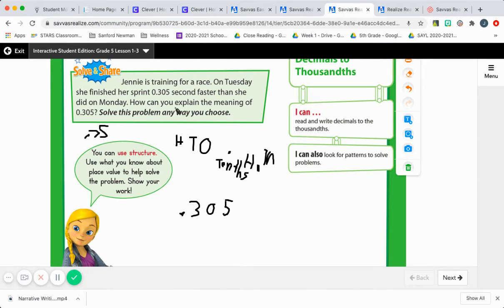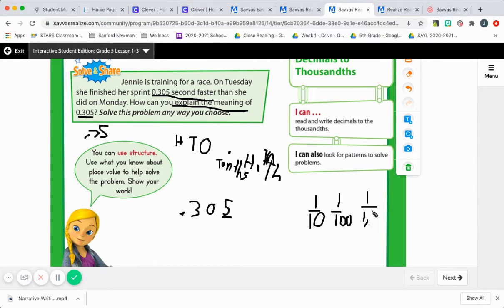So the question is asking about seconds faster. How can you explain the meaning of 305 thousandths? Well, because the 5 is in the thousandths column, that is why it is 305 thousandths. To understand as a decimal, anytime you're dealing with fractions, fractions also help to understand. 1 out of 10, that's a tenth. 1 out of 100, that's a hundredth. 1 out of 1,000, that's a thousandth.